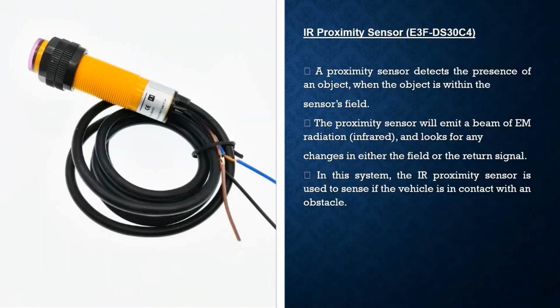The IR proximity sensor will detect the presence of an object when the object is within the sensor's field. The proximity sensor will emit a beam of electromagnetic radiation and look for any changes in the return signal. In this system, the proximity sensor is used to detect if the vehicle is in contact with an obstacle. We have planned to place 2 proximity sensors in the front of the vehicle's body and 2 in the back.